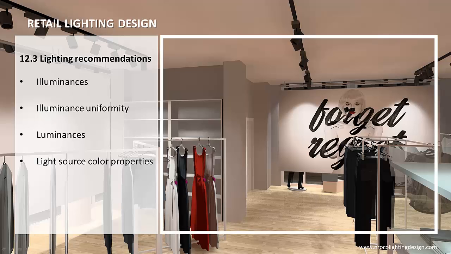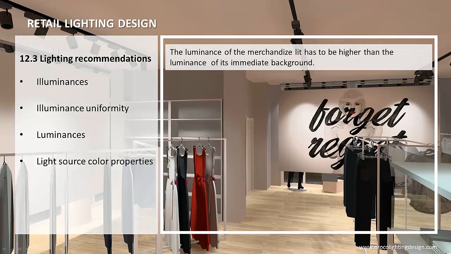Chapter 12.3.3 Luminances. For accent lighting to be effective, the luminance of the merchandise lit has to be higher than the luminance of its immediate background. Different luminance ratios will give different strengths of highlights and shadows. Table 12.2 indicates the luminance ratio for different strengths of accents.